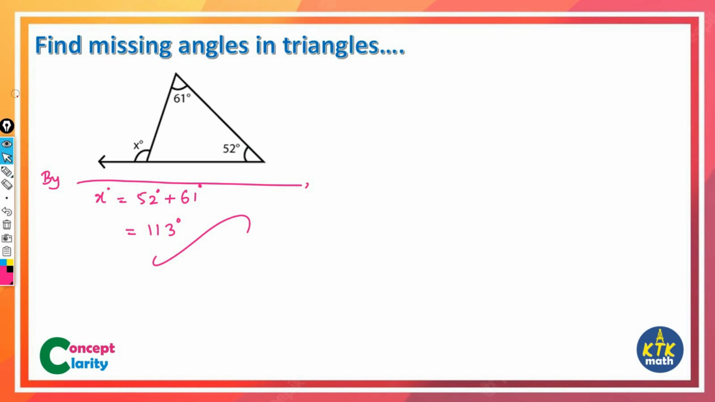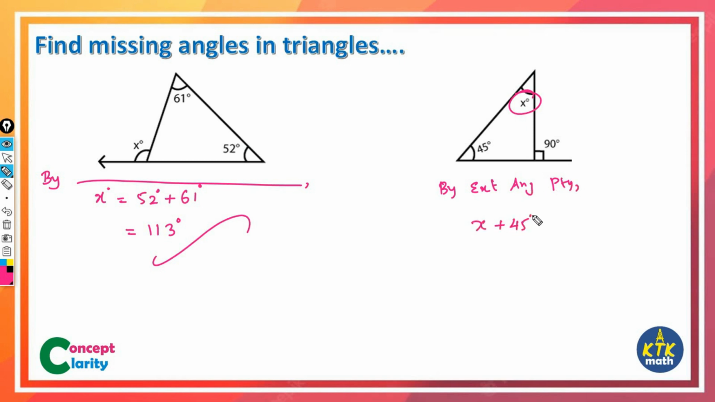We will do some questions also, like this question. Here also two interior angles are given and one exterior is given, but in this case the unknown variable lies inside. So what do I need to do? By the exterior angle property, x plus 45 gives you 90. From this you need to find the x value. So how to find x? Just transfer this 45 to the right hand side. So it will become 90 minus 45, which will give you 45 degree.